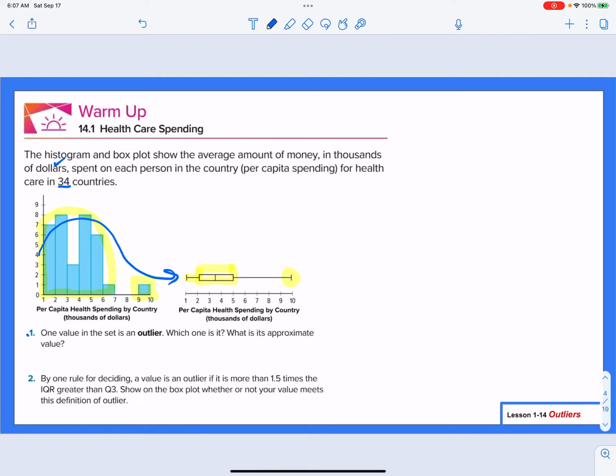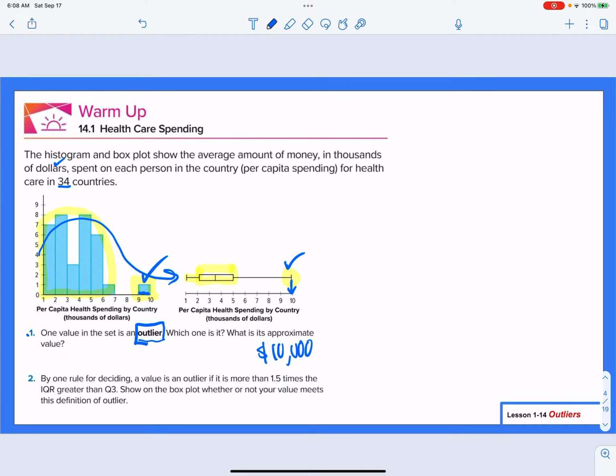Well, it says one value in the set is an outlier. Which one is it, and what's the approximate value? Based upon what we see, the outlier is the one that's way out of bounds with the rest of the stuff. Everything is grouped together, and this one's hanging out by itself. Approximate value, hard to say. We know in this graph that it's between 9 and 10 thousand. And over here, we can draw a line because of the box plot and plot it down there at maybe 10,000. So it's hard to say exactly, but it's somewhere between 9 and 10,000, and probably closer to about 10,000. And that's in thousands of dollars.